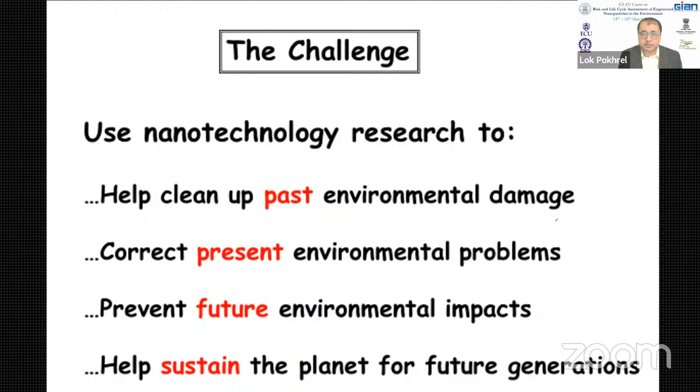Prevent future environmental impacts. We are not really sure about that. Sometimes we think that the particles are really great and we try to use them for various applications. But 10, 20 years down the road, we will learn more about the particles, and perhaps the story might be different. We really don't know.